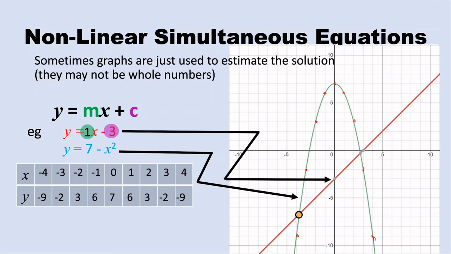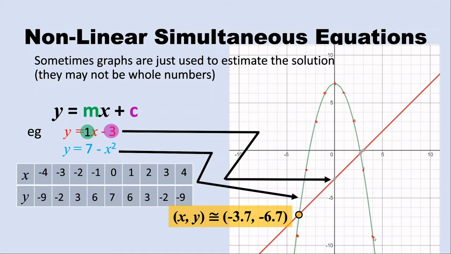Here's one intersecting point. That is a point that's on the curve that's also on the line. And that point is approximately -3.7 and -6.7. It's a bit past -3, closer to -4 than it is to -3. And it's a bit past -6, closer to -7 than -6. So I'm estimating -3.7 and -6.7.